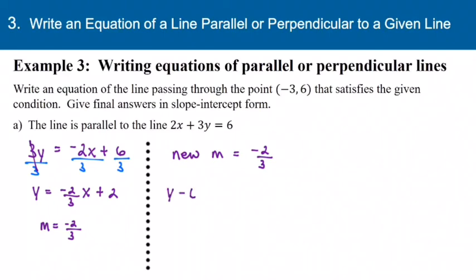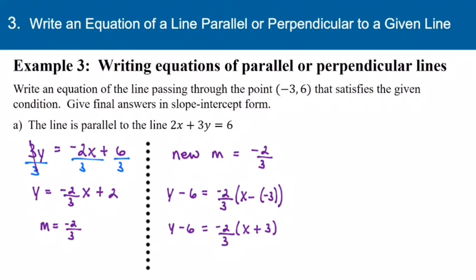So we'll say y minus the y that we know, which is 6, equals m times x minus the x that we know, which is -3. So this is the point-slope form, but we need to clear up this little confusion here. Minus -3 is really better written as +3. Okay, now notice that it says give final answer in slope-intercept form. So we'll need to convert this to slope-intercept form. In other words, we need to solve for y.